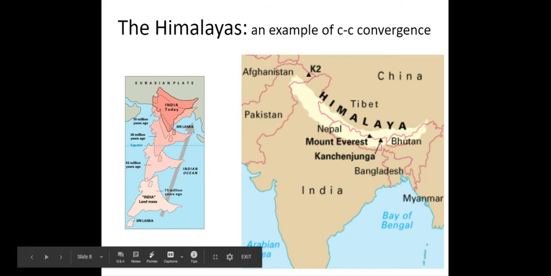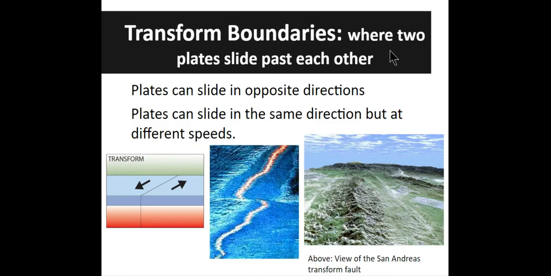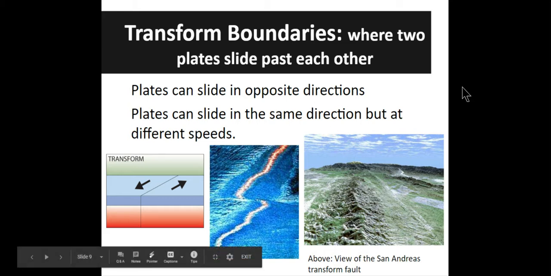So that's divergent boundaries, which move apart from each other. We talked about convergent boundaries, when two plates move toward each other. And the last boundary is a transform boundary, where plates slide past each other. Here, plates can either slide in opposite directions, or they can even slide in the same direction, but at different speeds. Remember, we're talking about huge pieces of rock. So when two huge pieces of rock move, even in the same direction but at different speeds, there's a discrepancy that will cause some weird things to happen.